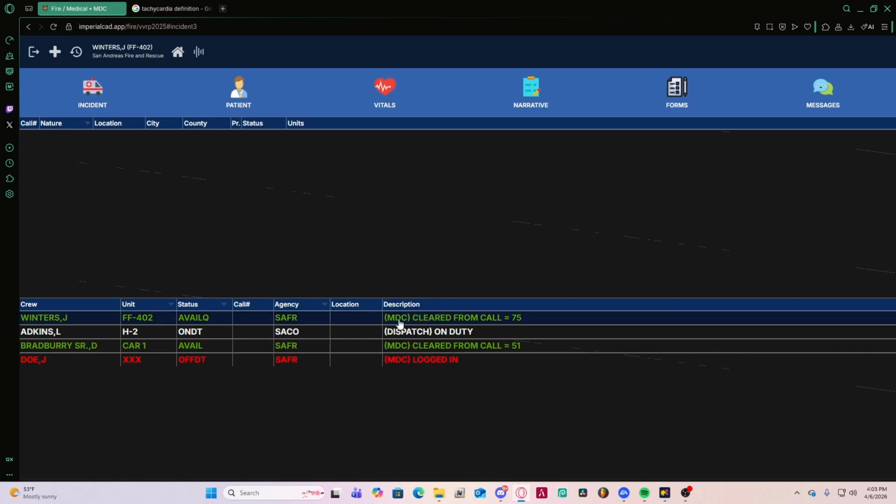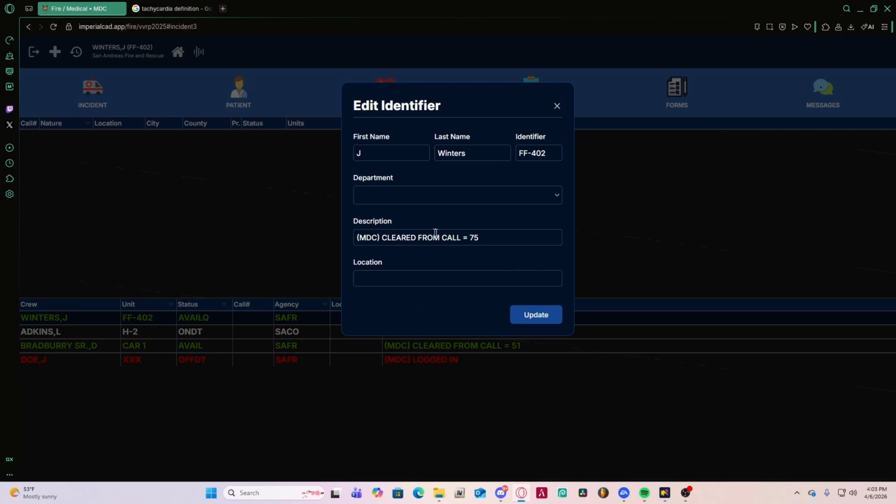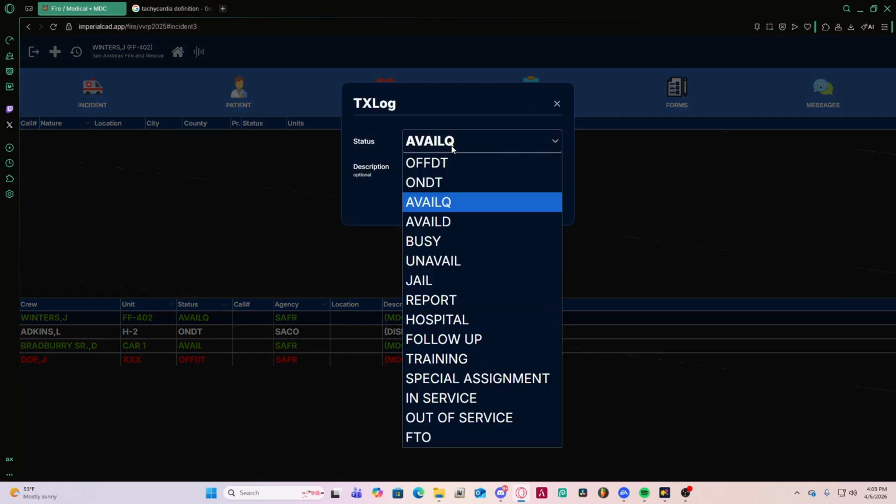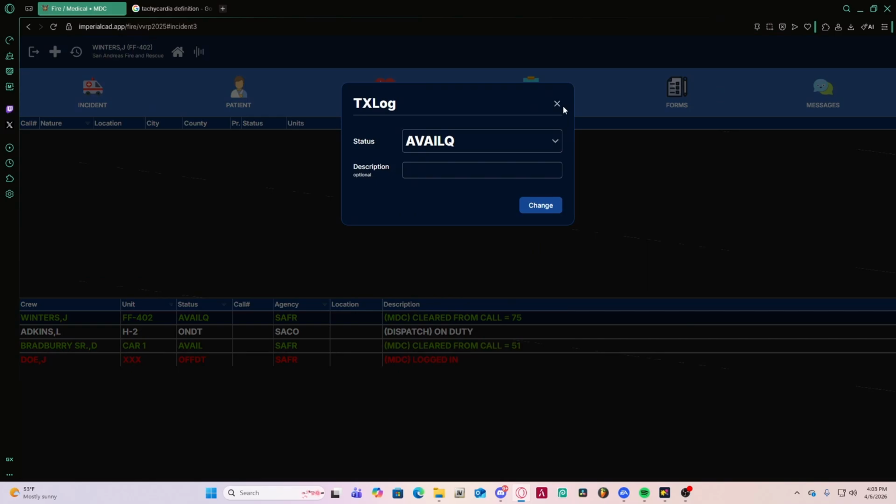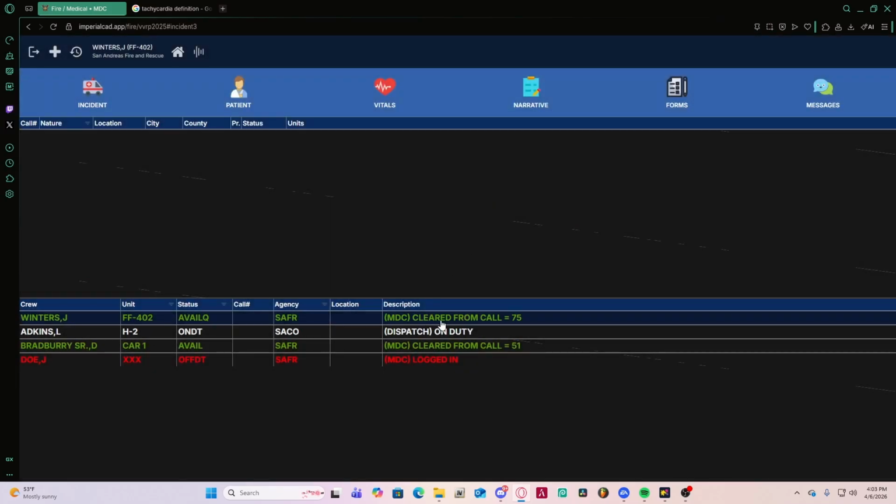I don't know how long it's going to take for the CAD to realize that you're clear, but minor details. Wait, what do you mean? It already did. It already cleared you. I was just reading MDC: cleared from call. Okay. Again, reading is fundamental. If you were attached, it would have been up top. So yeah, that's pretty much that whole process in a nutshell.